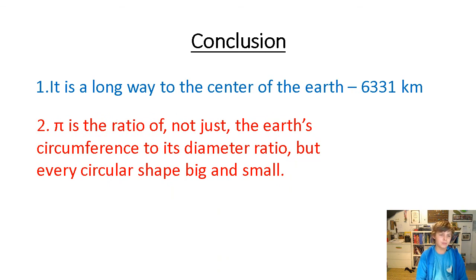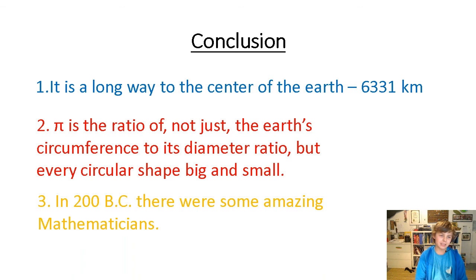Another one is pi is the ratio of not just the Earth's circumference to its diameter, but every circular shape, big and small. In 200 BC, there were some amazing mathematicians. I mean, it's really cool that they found that out 2,500 years ago. We do that in 6th grade now.